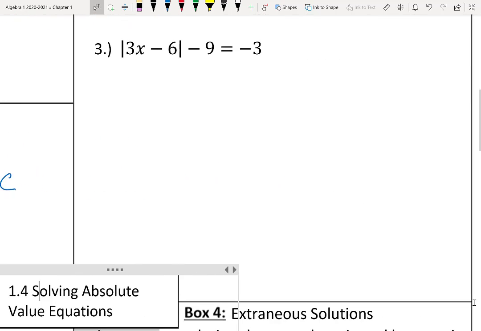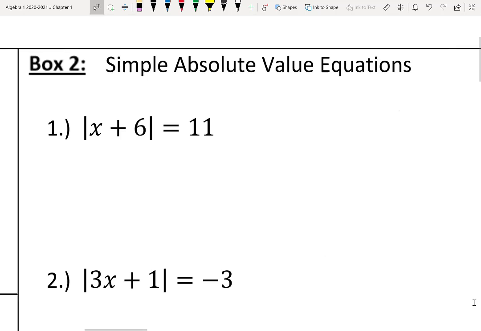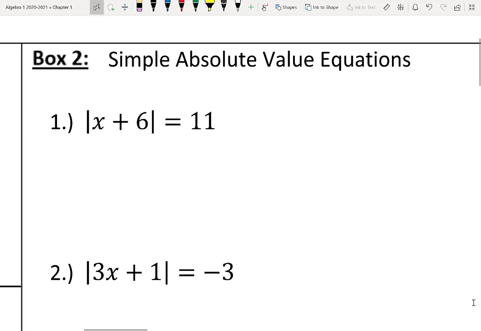So box 2, let's go ahead and take a look. For number 1, box 2, where box 2 is just solving simple absolute value equations, I'm going to split it off into my two separate miniature equations. This tells me that if I can figure out x plus 6 equal to 11, that'll give me one of my solutions, and x plus 6 equal to -11 will give me my other solution. Once I have them split, it's two totally separate problems. You're going to go through and solve each of those equations to get each of your solutions.